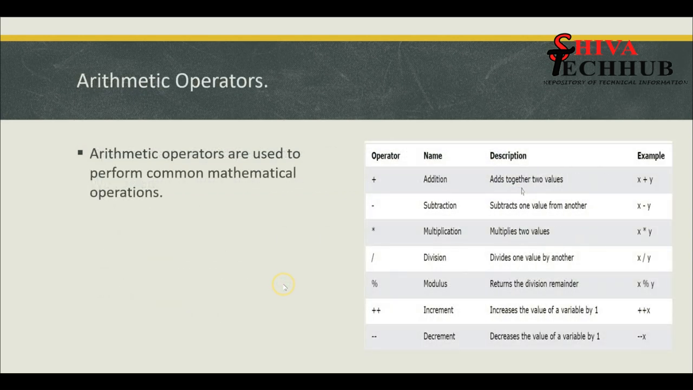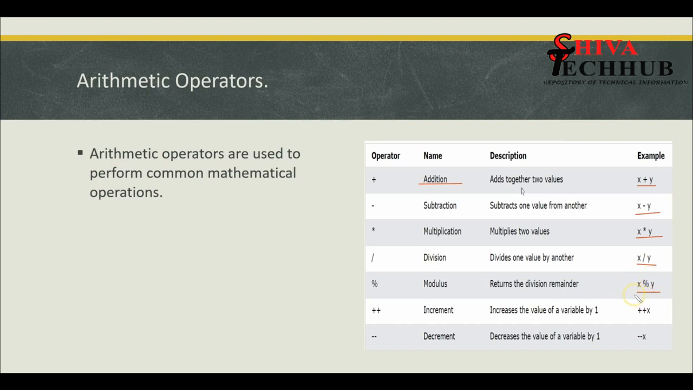Okay, so first let us look into arithmetic operators. As the name itself indicates, arithmetic operators are basically used to perform arithmetic or mathematical operations. So these are some of the examples of arithmetic operators. Addition is nothing but it sums two values and this is the symbol which we are going to use. Plus is the symbol. Subtraction, which performs the subtraction of two variables. Multiplication, which multiplies two values. Division, which performs the division of first value with the second value.